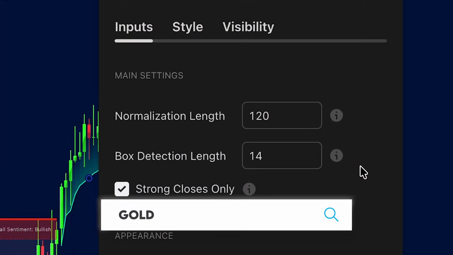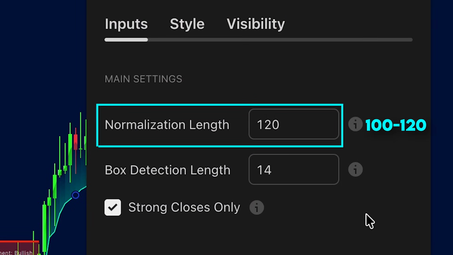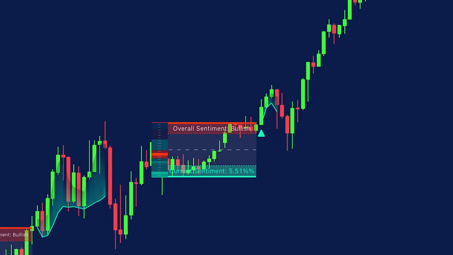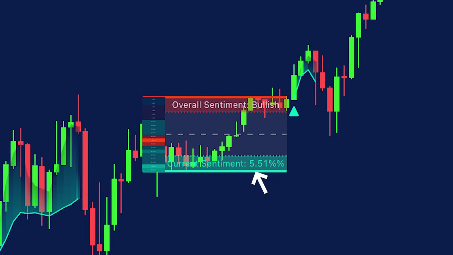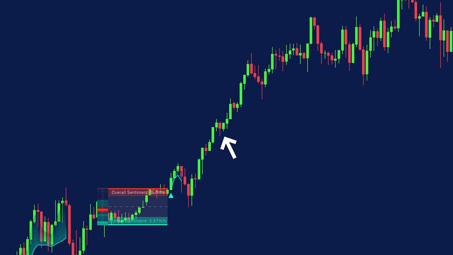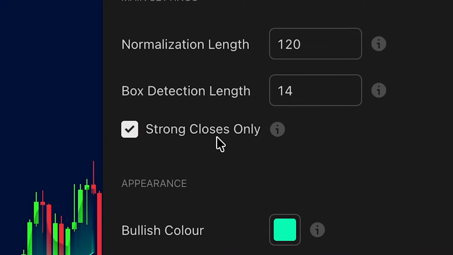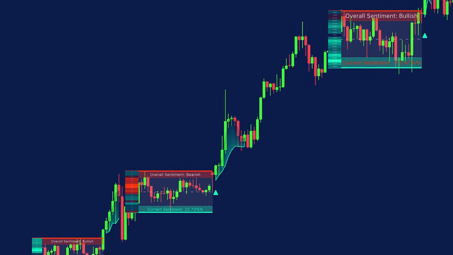For gold, set normalization length around 100 to 120. Gold has unique volatility characteristics, periods of tight consolidation followed by explosive moves. I also strongly recommend enabling strong closes only for gold, because gold is notorious for false breakouts and wick traps.